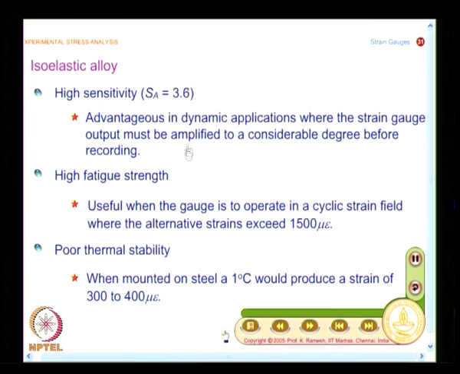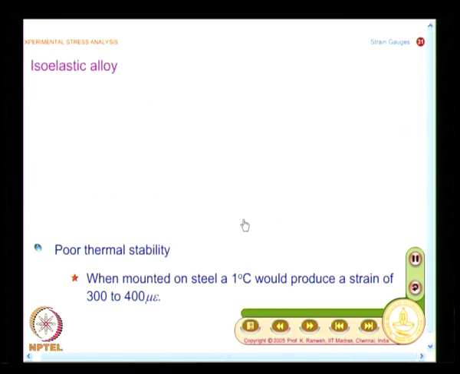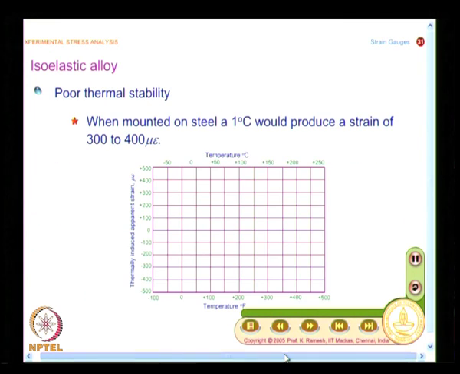But the requirement here is, when I go for dynamic applications, when I go for high fatigue strength, you go in for isoelastic alloy. So, each of these base materials has an advantage and a disadvantage. Advance is more of a general purpose material, isoelastic alloy is for special applications. And this is what you see, the graph is, you do not have to draw this, you can draw in the same graph the isoelastic also, it is almost asymptotic.